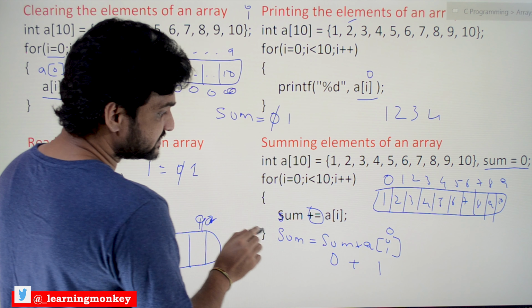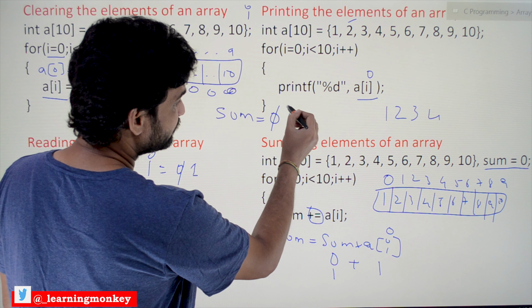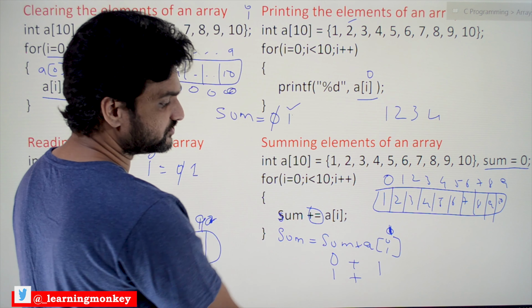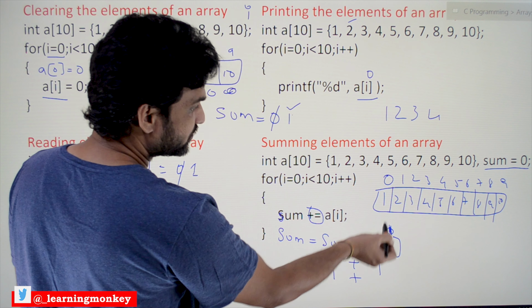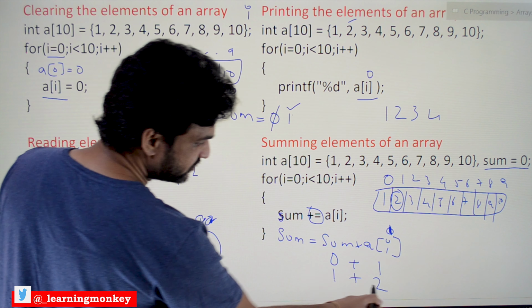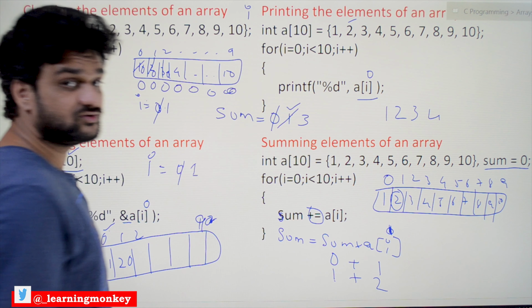In the next iteration, what is the sum value? 1. To this sum we are going to add the value for I equal to 1. So a of 1, what is the value stored in a of 1? 2. So to the value of sum we are going to add 2. So it is 3. Now the new sum value is equal to 3.